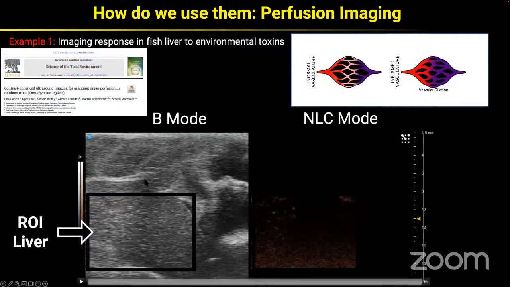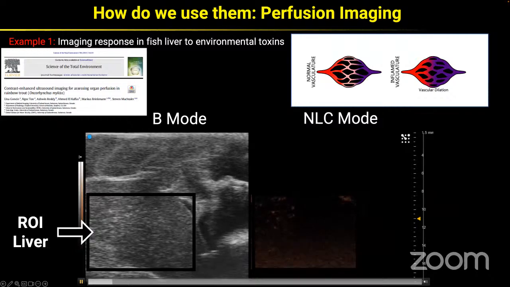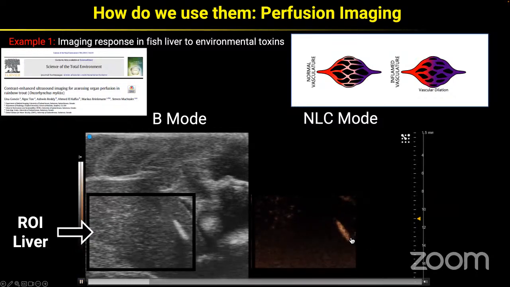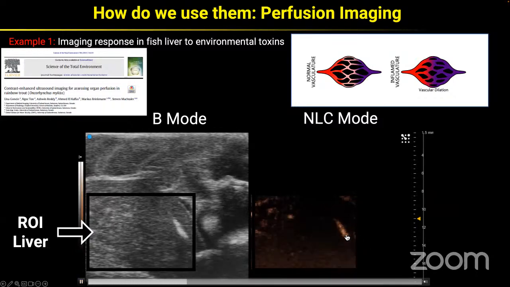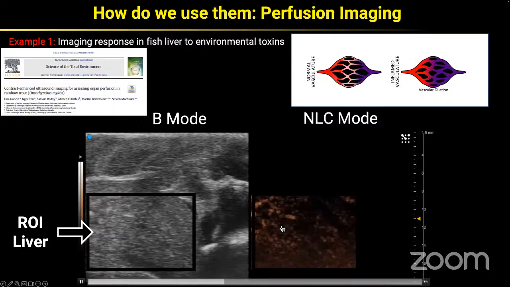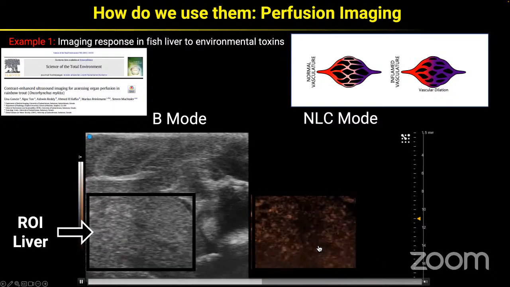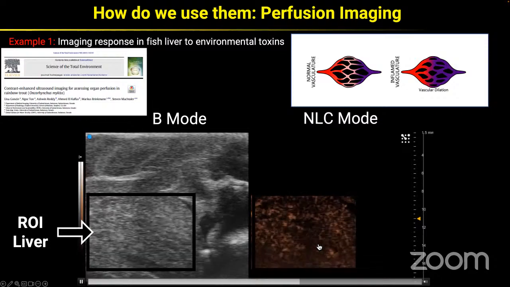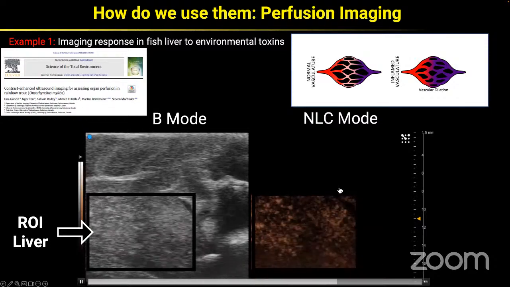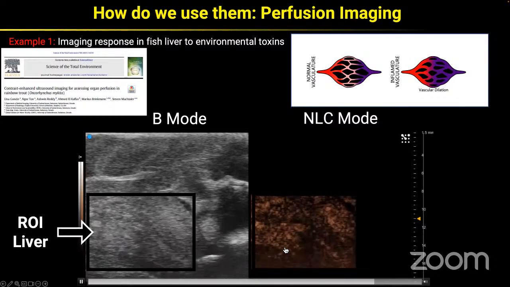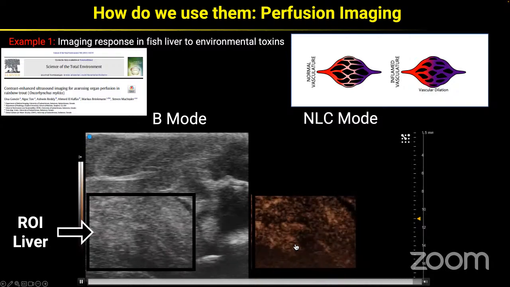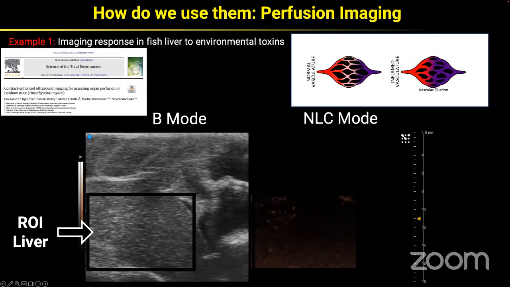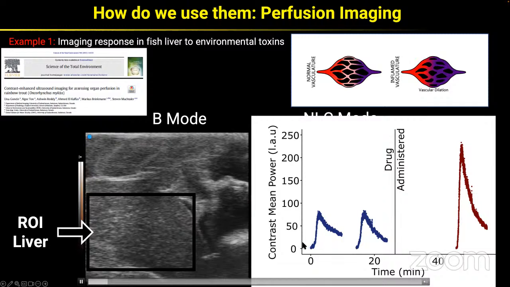Again, here's our B mode, and over here is our contrast mode. This video is a little gimmicky sometimes, but let's just take a look here. We inject our contrast, and if you look on the right, you can start to see it flowing in, and it starts to fill up the vascular compartment of the liver. What we were able to do here is draw a region of interest over the section of liver that we're interested in, right here, and we plot that over time.